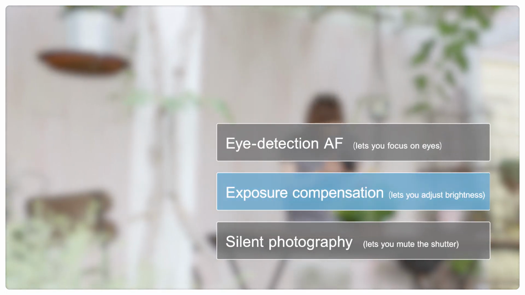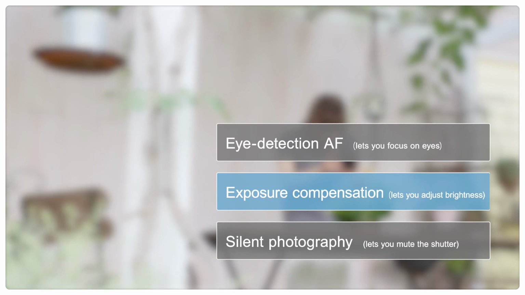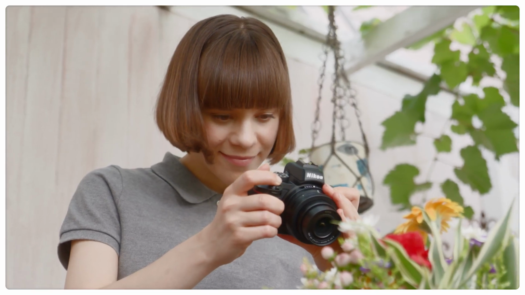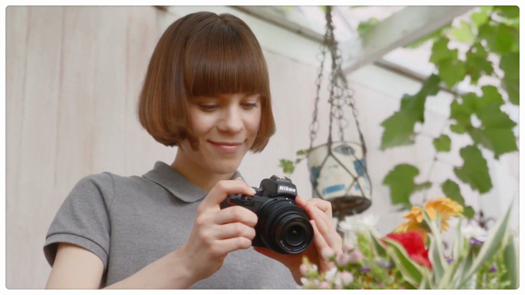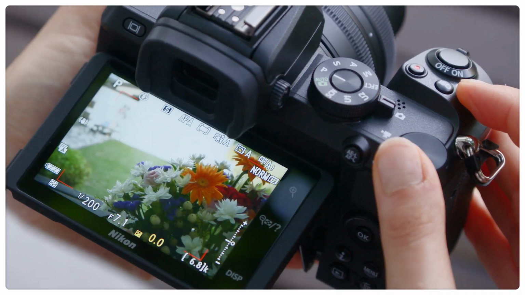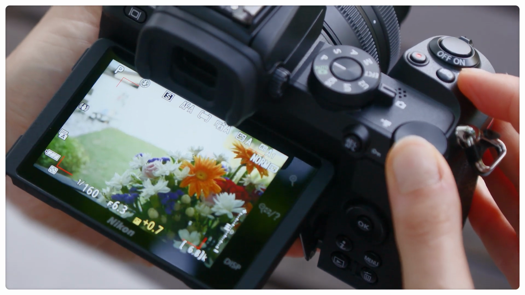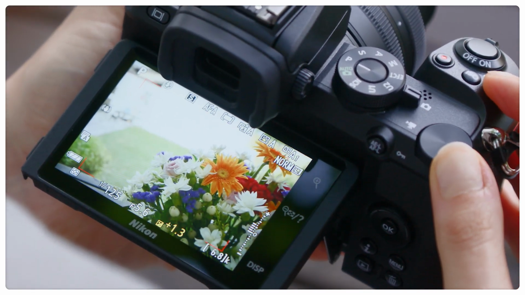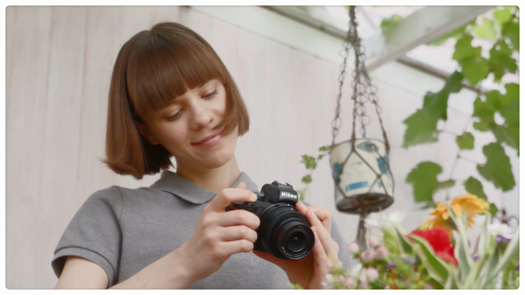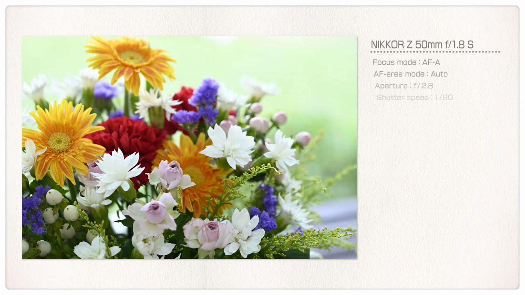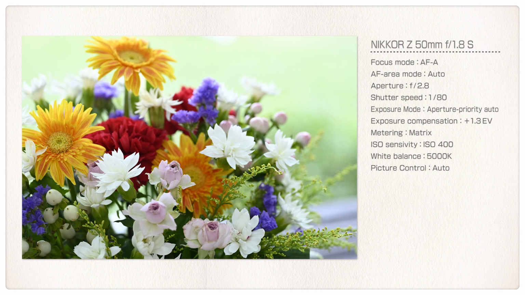Now for exposure compensation. Exposure compensation lets you adjust the brightness of your photos to your taste. With mirrorless cameras, you can adjust exposure compensation while simultaneously previewing the effect in the display. Just changing the brightness can make a big difference in the effect a photograph creates.